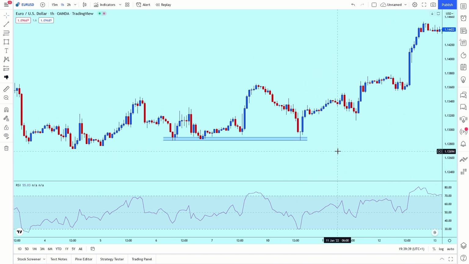And this is the best way to use this indicator, to combine it with other tools. When I say other tools, I mean support and resistance zones, Fibonacci, and candlestick patterns.